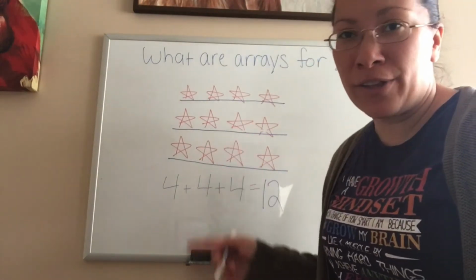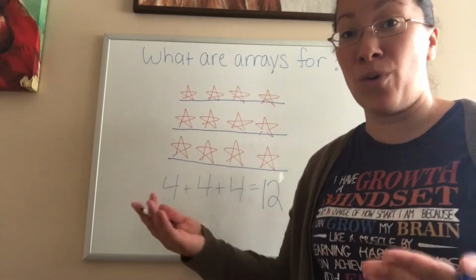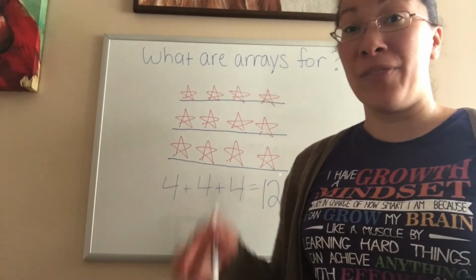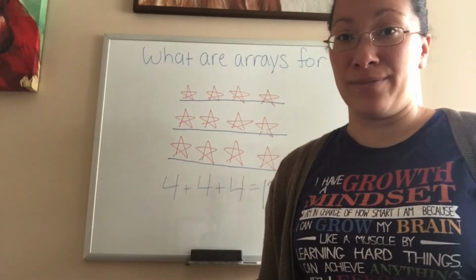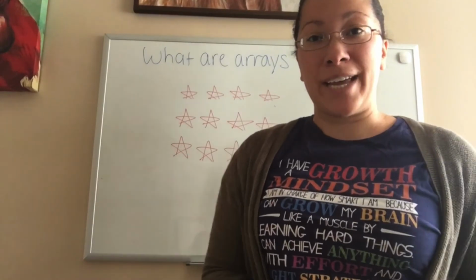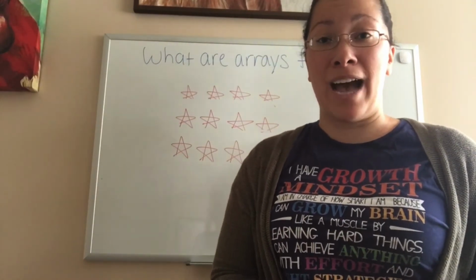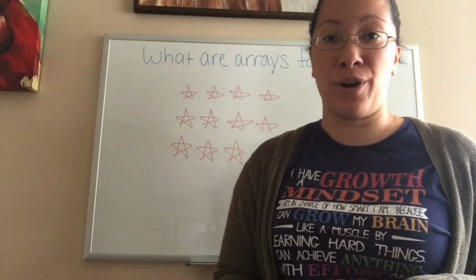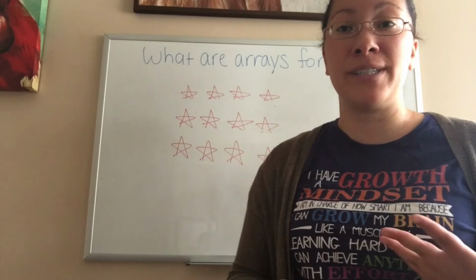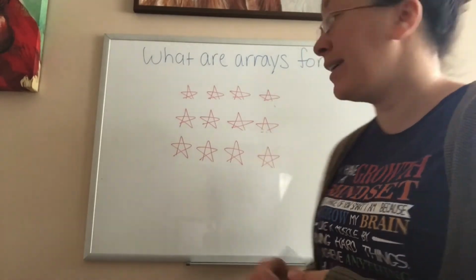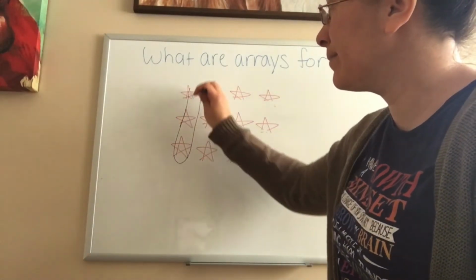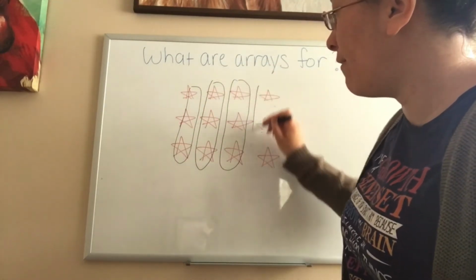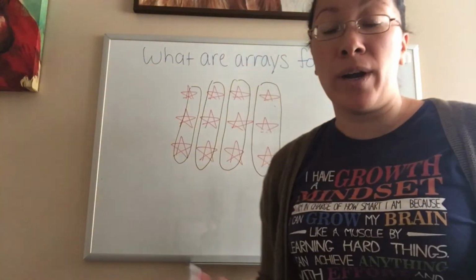So instead of counting all of those stars, I can think about them as rows and columns and add them using a repeated addition sentence. Now let's talk about the second way that we can figure this out. Okay, so the second way that we can figure this out is by looking at the columns. Now the last time we looked at the rows, we knew that there were 3 and that there were 4 stars in each row. We could do the same thing with the columns. So first let's count how many columns we have. So we have 1 column, 2 columns, 3 columns, 4 columns. So I have 4 columns of stars.